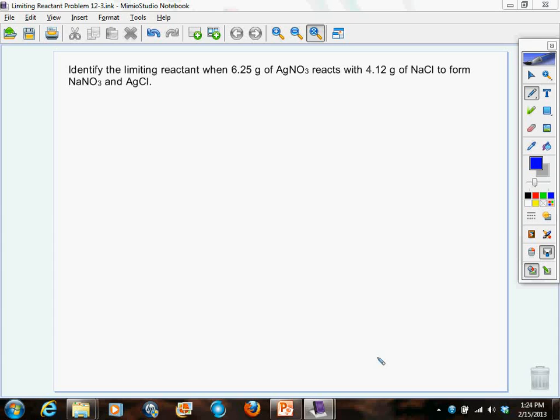Look at a limiting reactant problem out of stoichiometry. In this one, it says, identify the limiting reactant when 6.25 grams of silver nitrate react with 4.12 grams of sodium chloride to form sodium nitrate and silver chloride. So the first thing we have to do is write the balanced equation.